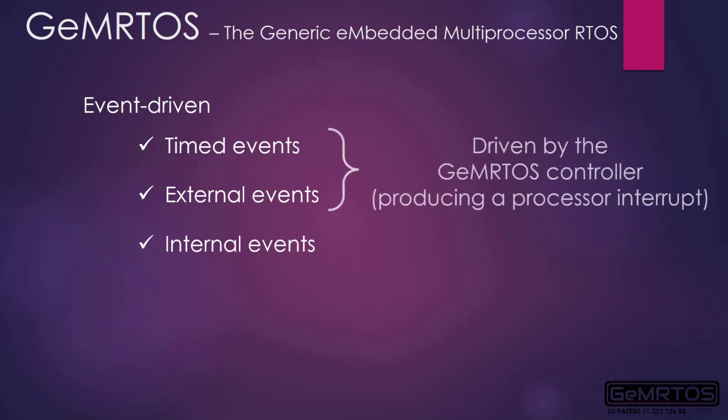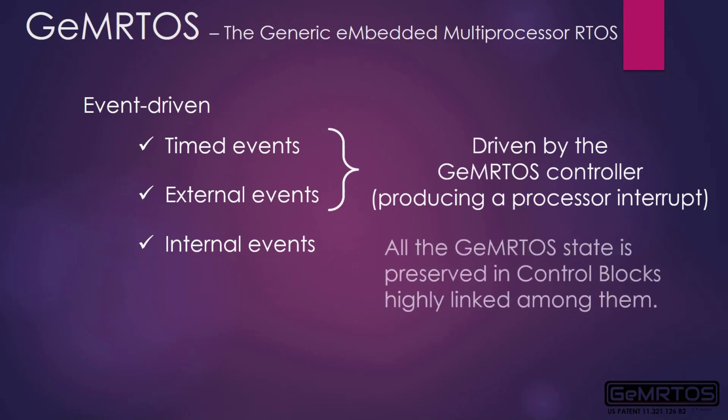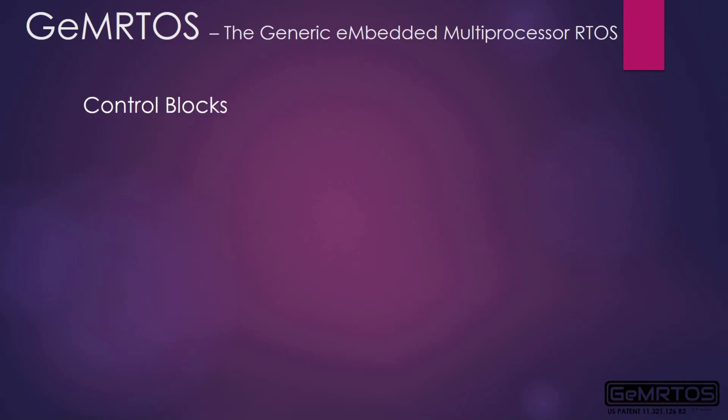The GeMRTOS controller handles timed events and external events, generating the corresponding interrupt requests. All the system status is preserved in control blocks that are highly interconnected. Events change the system status and consequently the control block information and the links among them are modified accordingly. The following control blocks are defined by GeMRTOS.